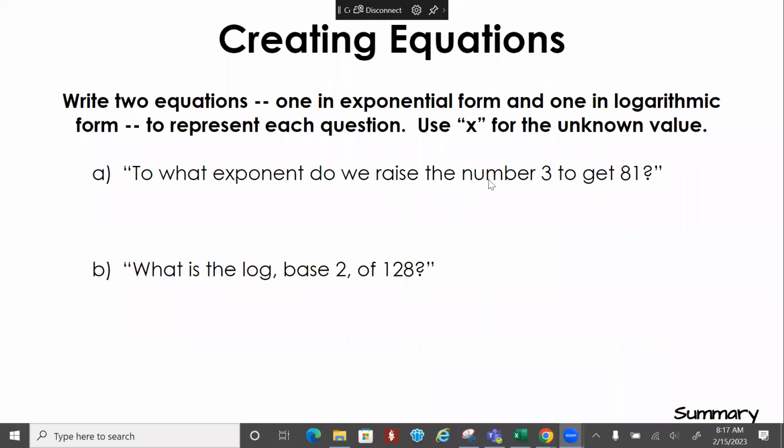Okay, so on this one, what is this equation going to look like? Well, we have, what exponent do we raise 3? So 3 to what power would give us 81? Now, can we write this in log form? Okay, that's going to be log of base 3 of 81 equals x.